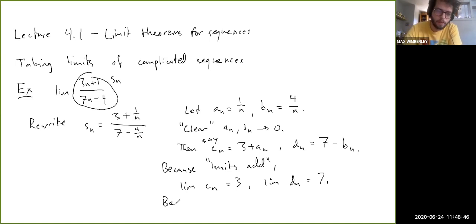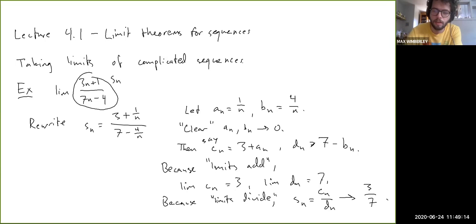Then, because limits "divide", let's say, funny terminology, but then we have Sn, which equals Cn over Dn, converges to 3 sevenths. Okay, so there's another theorem here that says now we can take Cn and divide it by Dn, because each of them converge, and also Dn does not converge to zero. Those facts all combined let us take this limit and say that it's 3/7 without having to do any epsilon arguments with epsilon and n.